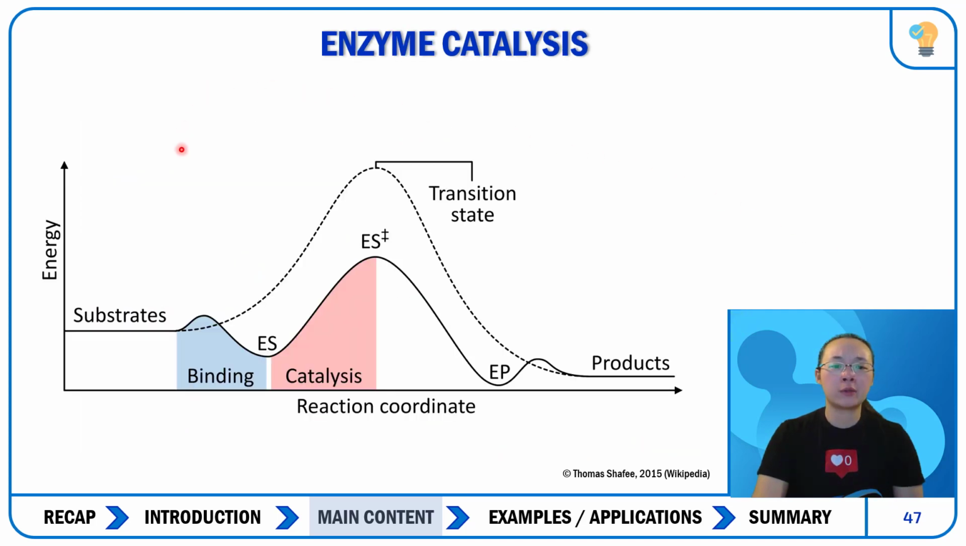So here's just another example or another diagram of the different types of events that are occurring through the reaction coordinate. So first there's binding that happens. It forms an ES complex. Catalysis occurs and you have a transition state, and then you end up with the enzyme product complex, which then spits out the product because it's no longer compatible with the shape of the enzyme.